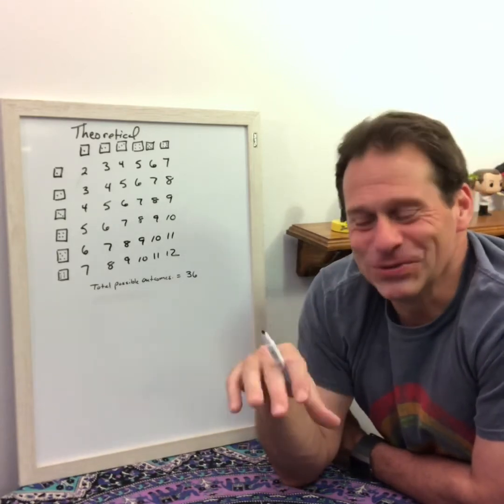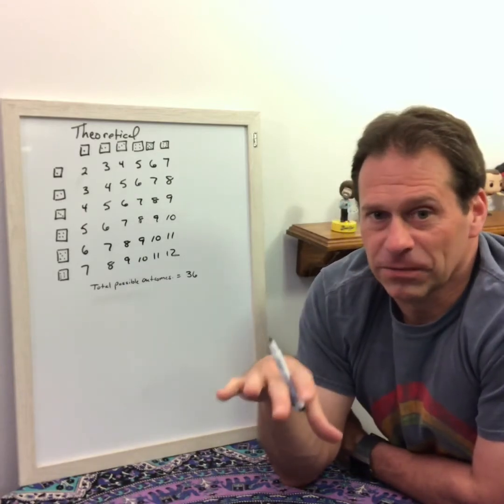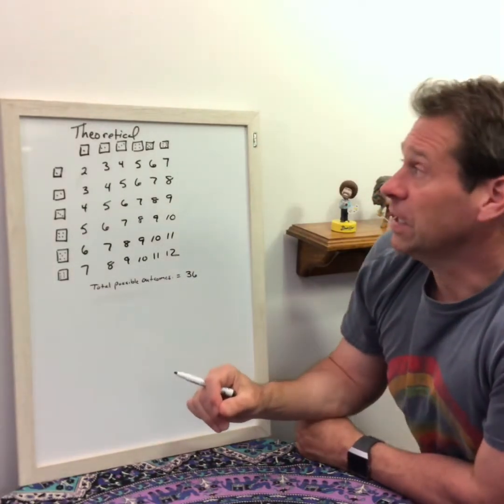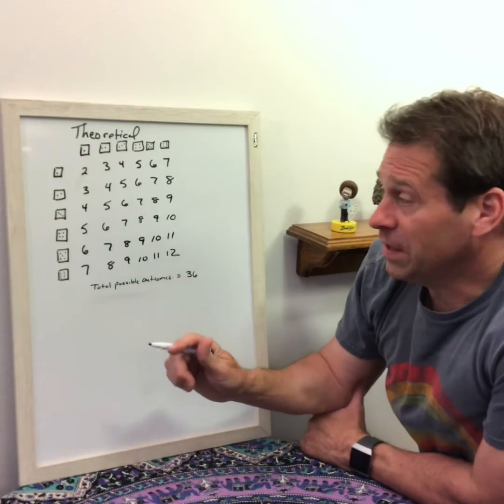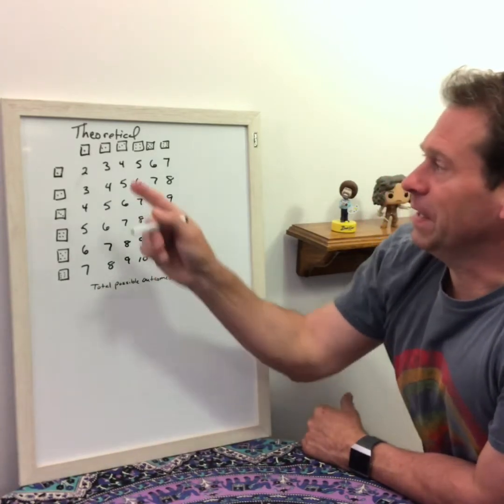The more you do the trials, the closer the experimental should get to the theoretical. Okay, back with this one. 36 different possibilities. Some are more likely than others, and the reason they're more likely than others is because they have more possible ways of happening.